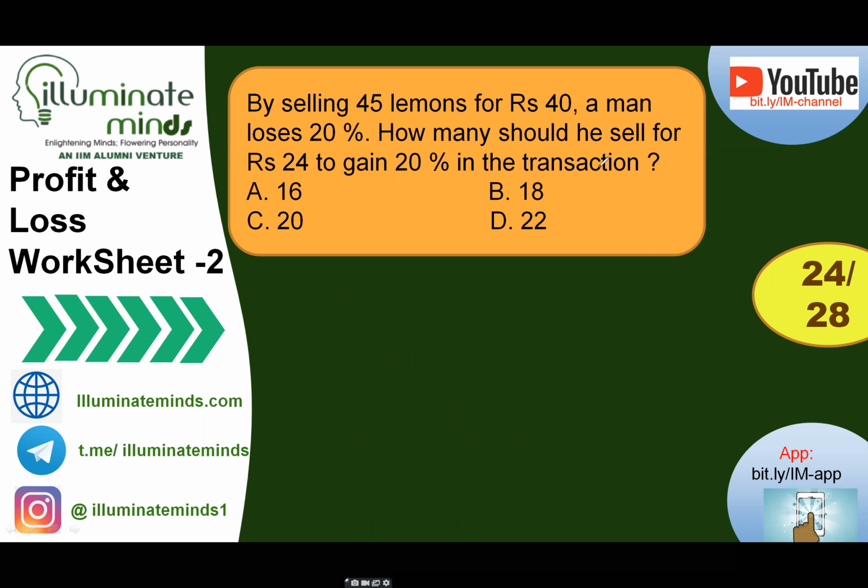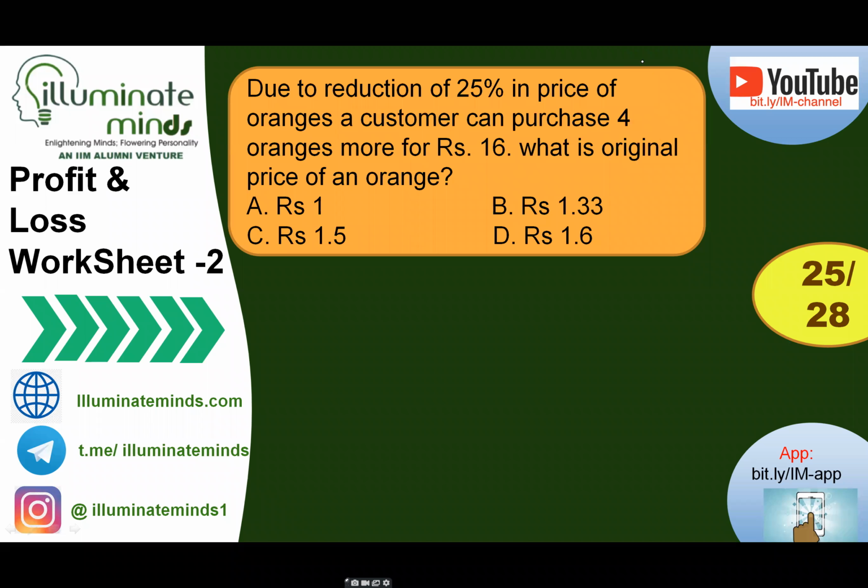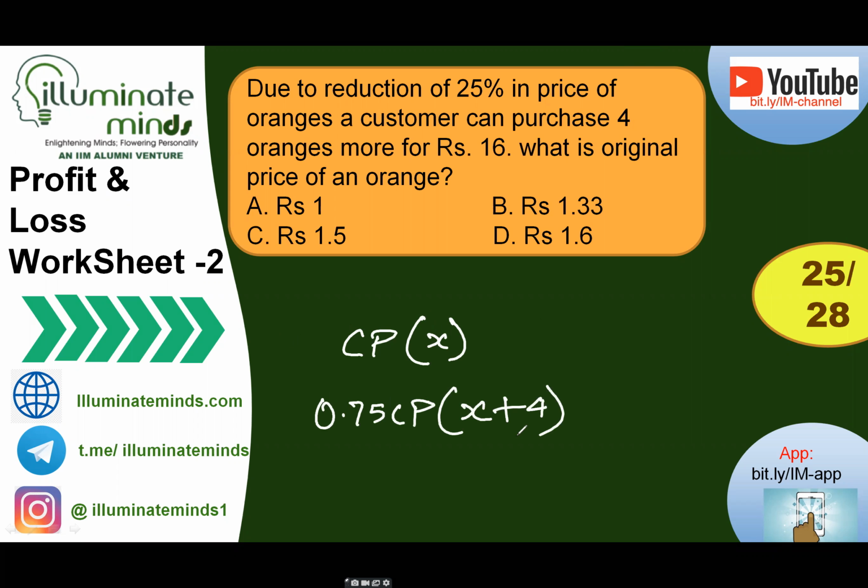Next one, guys. So let's move to the next one. Question number 25. Due to a reduction of 25% in the price of oranges, the customer can purchase 4 more oranges. Okay. So let's say the original cost price was CP. So reduction in CP, so 0.25. Earlier he was buying X oranges. Now with 0.75 CP, he will be able to buy 4 more oranges for rupees 16. Earlier also he was paying rupees 16.